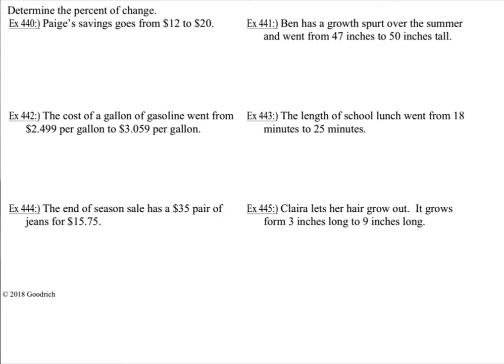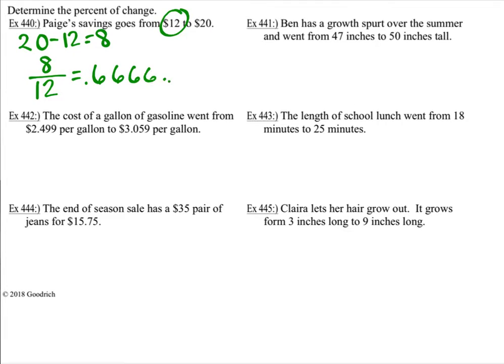Okay, determine the percent of change. Page's savings goes from $12 to $20. Well, first, calculate the amount of change. The amount of change here is $8. Now, you need to compare that 8 to the original. The original here would be what it was first, 12. 8 divided by 12 gives us 0.666, a bunch of sixes. Move the decimal twice, this is 66.6%, repeating of course. And it did increase, so it's a 66.6% increase.